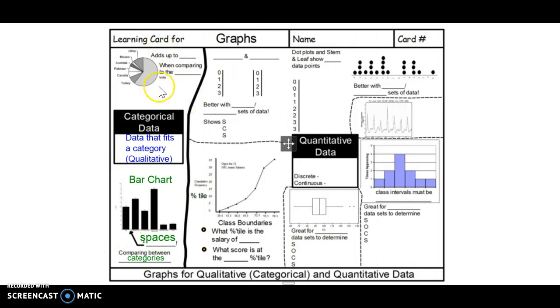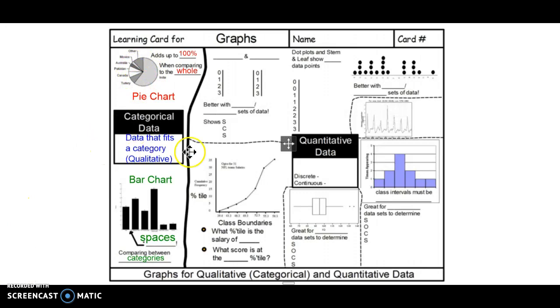Now, the other type of graphical display that we can make out of categorical data is a pie chart or a pie graph. When we look at a pie graph or a pie chart, we need to recognize that all of the pieces of the pie are going to add up to 100%. The other thing that we want to look at is that when we look at a pie graph, we are comparing to the whole. So we're looking at pieces of the pie that compare to the whole entire set of data.